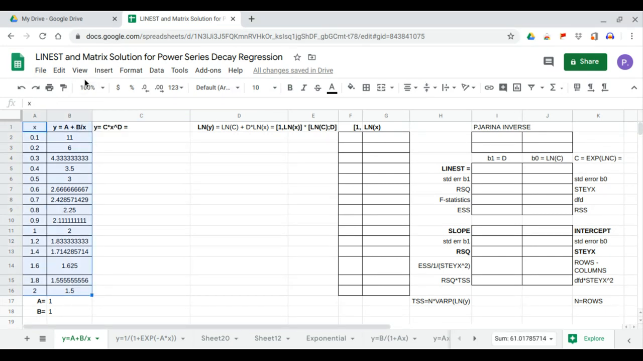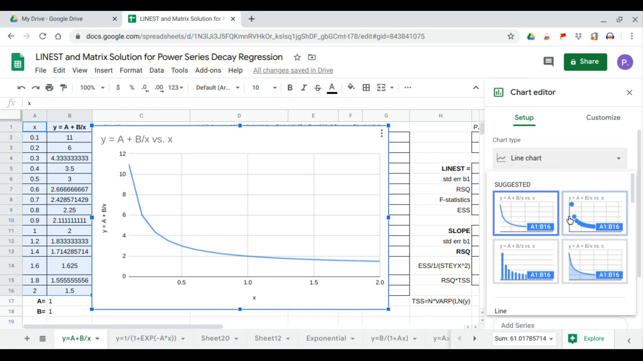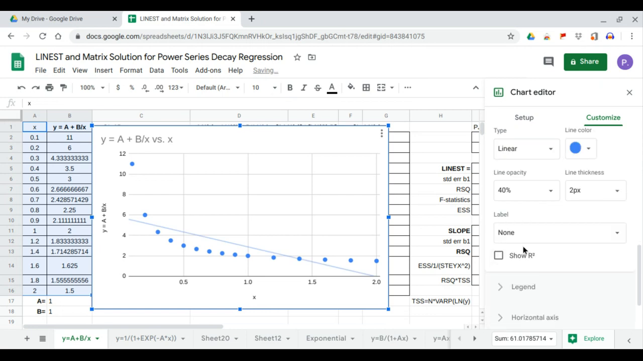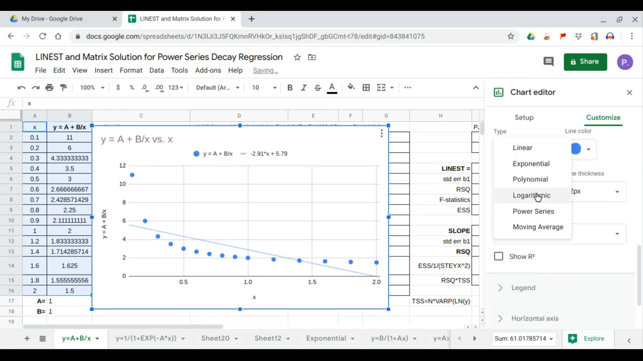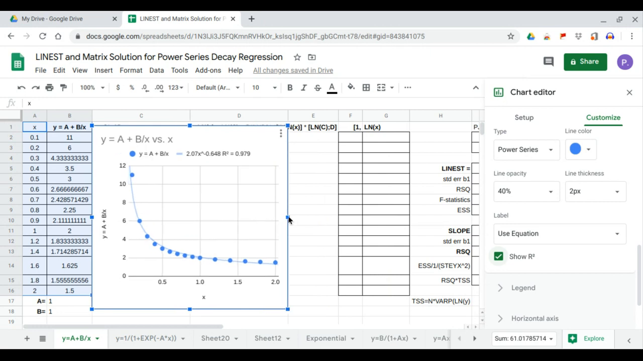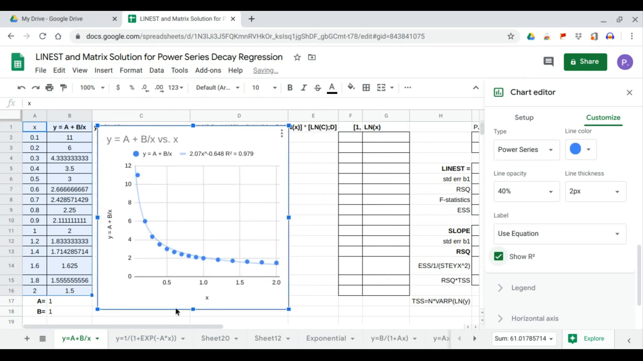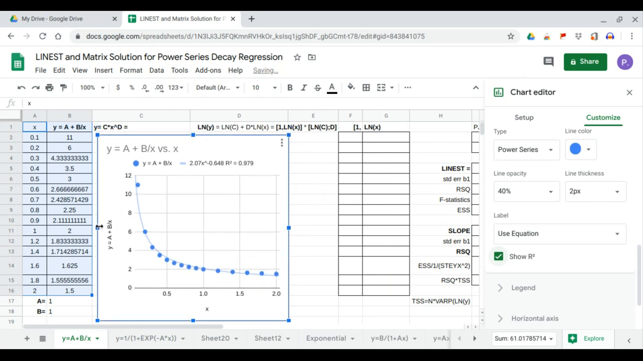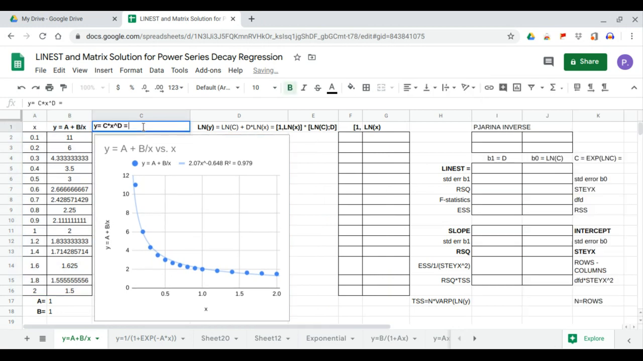So first we show the scatter chart of this data set, and we'll draw the trend line using the power series. So here we have the power series trend line, which is in the form of y equals 2.07. That's the value for C, times x to the power d, which is negative 0.648.